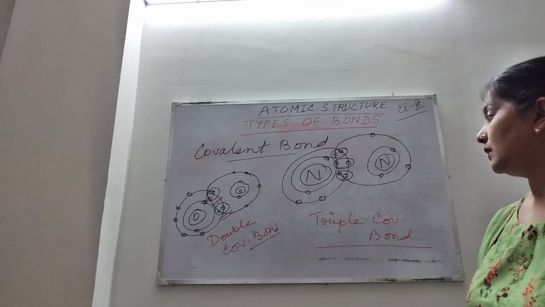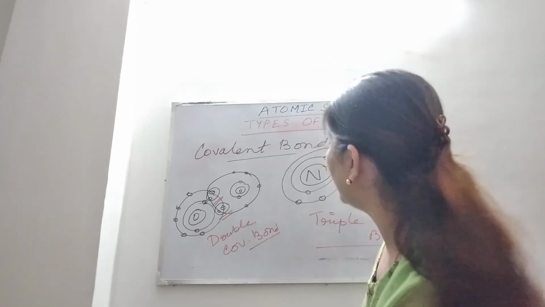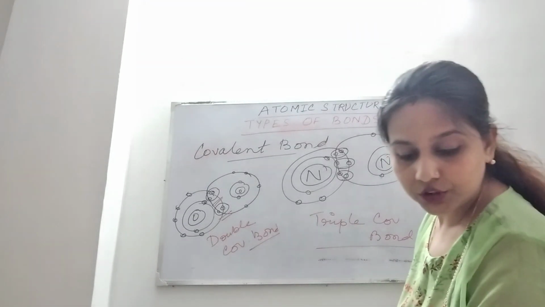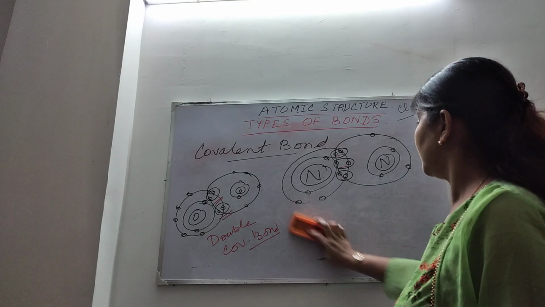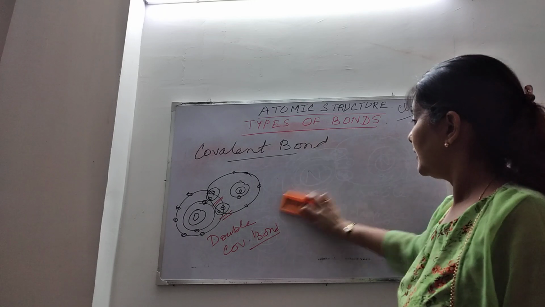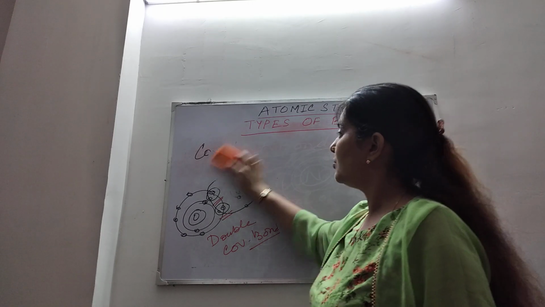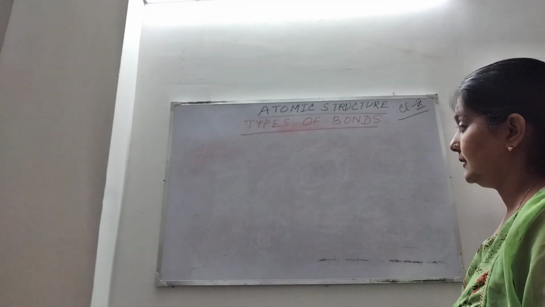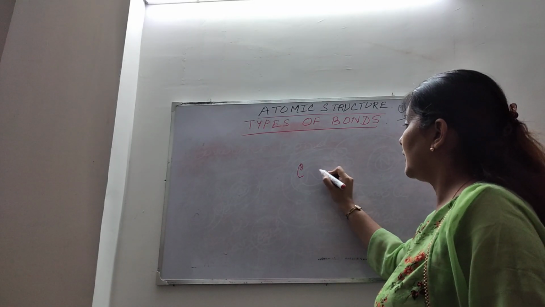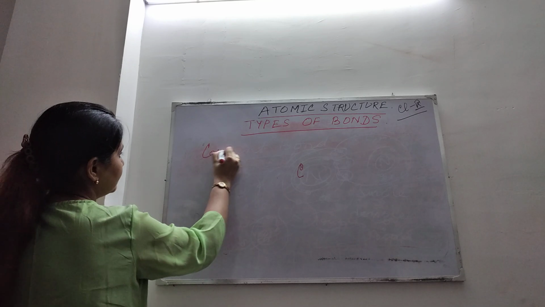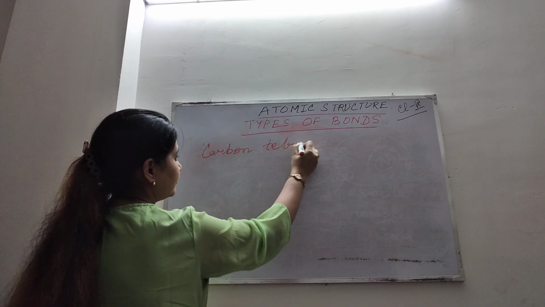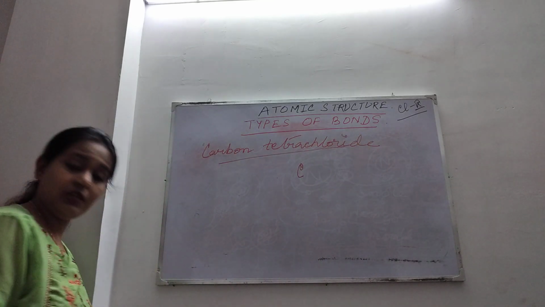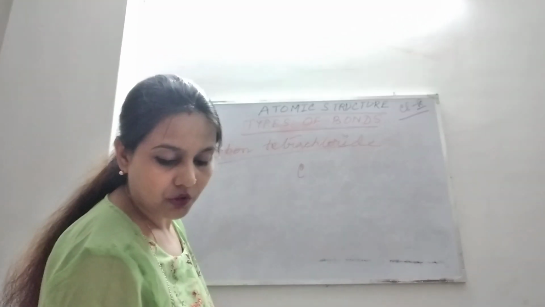I hope I am able to make things clear. The bonding part, that is the single, double and triple covalent bond. There are other structures like water, carbon tetrachloride, that is the bonding taking place between two non-metals. That is, suppose I talk about carbon tetrachloride. So today we are learning how to draw the orbital structure of all these.